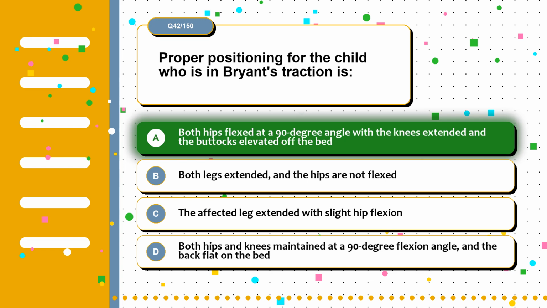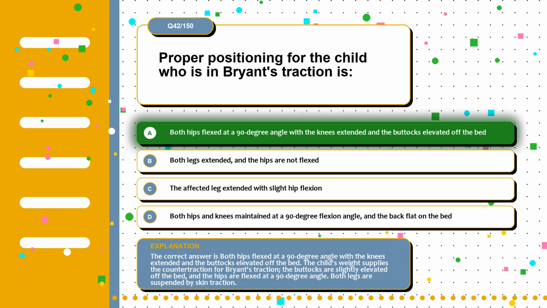The correct answer is option A. Both hips flexed at a 90-degree angle with the knees extended and the buttocks elevated off the bed. The child's weight supplies the countertraction for Bryant's traction. The buttocks are slightly elevated off the bed, and the hips are flexed at a 90-degree angle. Both legs are suspended by skin traction.